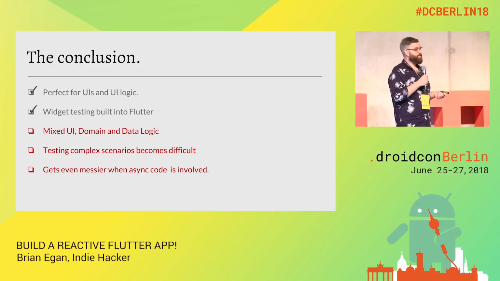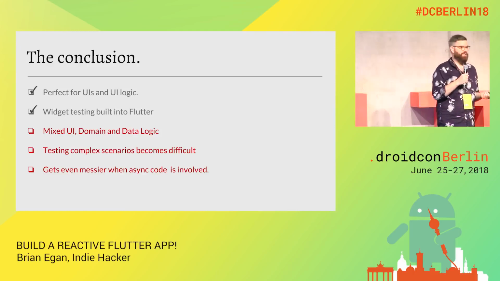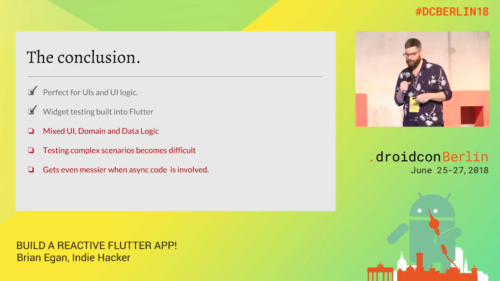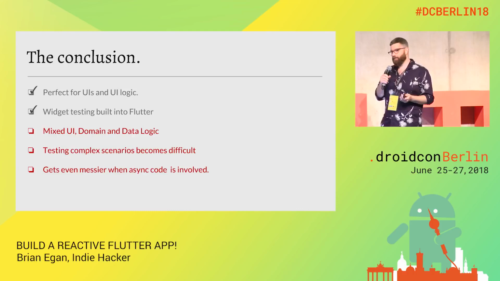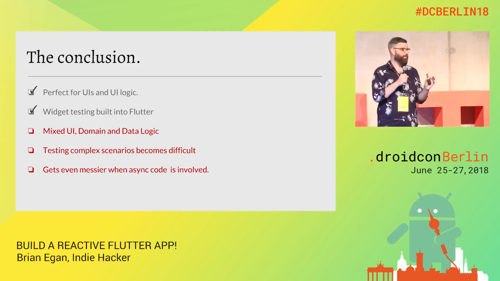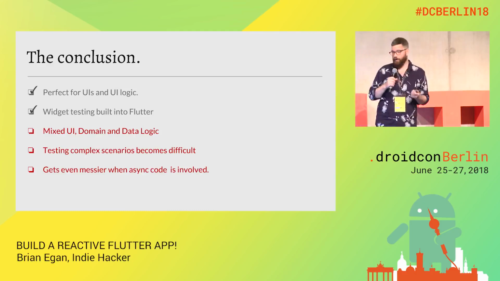And so I think you can start to see where testing more complex scenarios, so if you have interesting list transformations, for example, this type of stuff is possible, but it's going to be more difficult. And it's going to get even messier when async code is involved. Because of the way testWidgets works, it does some interesting stuff to override the default async mechanisms in Dart, which make it a really good fit for testing widgets, but maybe not testing collaborators that are async by nature.